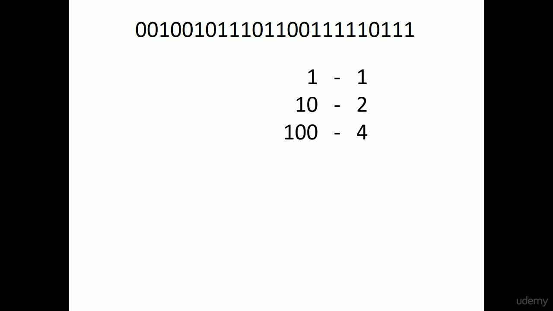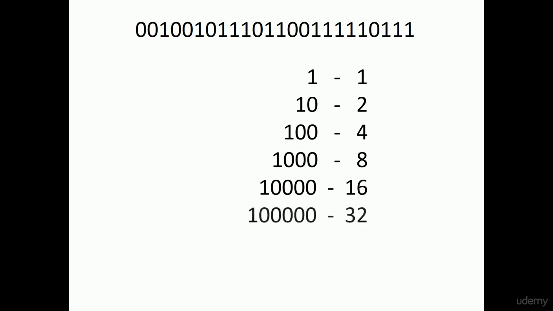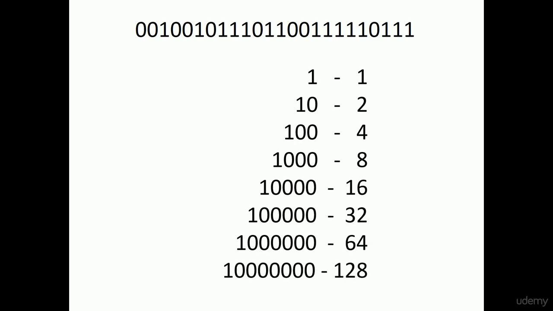After the 4's column, the next column represents 8, or said another way, 2 to the third power. Double it again, you get to 16. The next column is represented by 32, 64, 128, and so on. Each column represents twice what the last column represented.